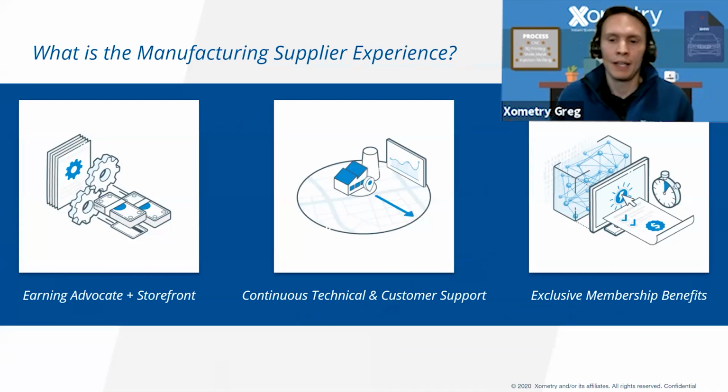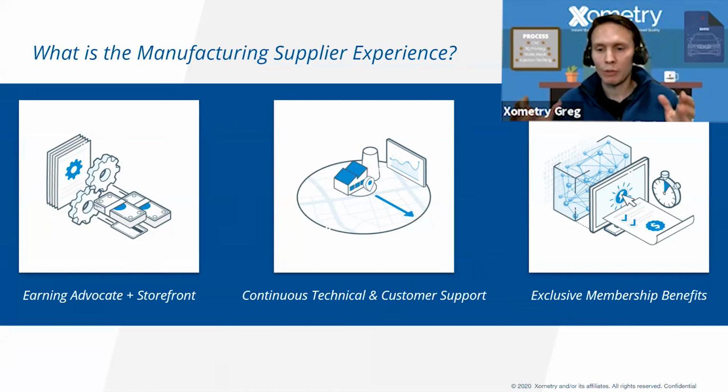So this is part 2. This is about that manufacturing supplier experience. We have 3 main categories, or 3 main columns, of the value add that we have for our suppliers. Phil touched base on this. We're your earning advocate, or I like to call it, we are your storefront. So we are jobs on demand.